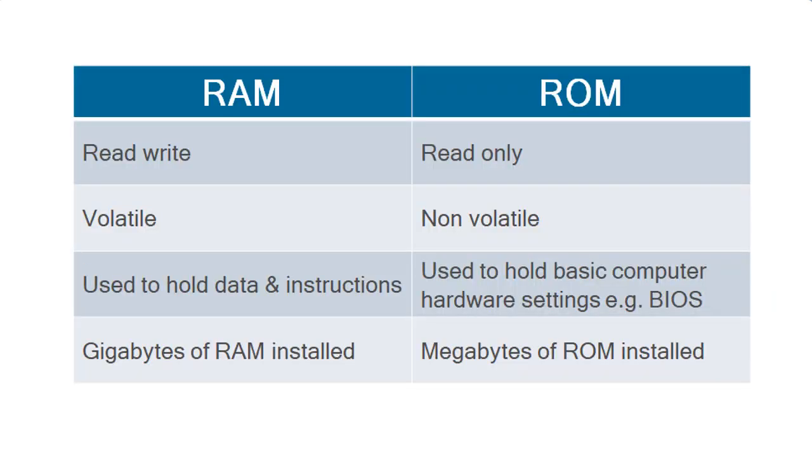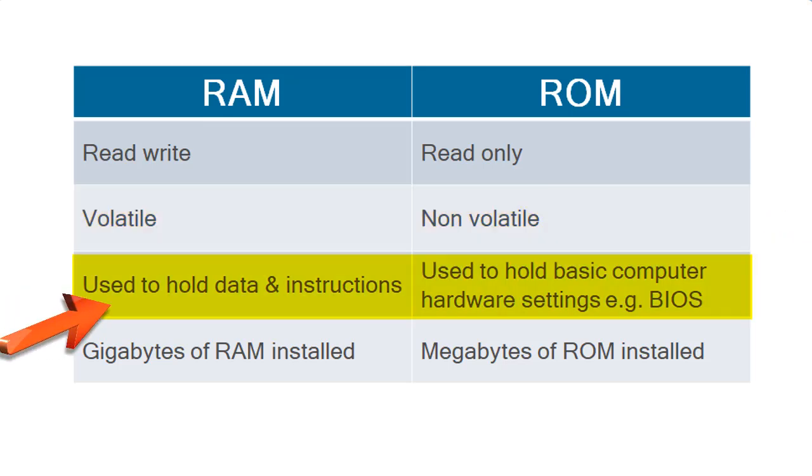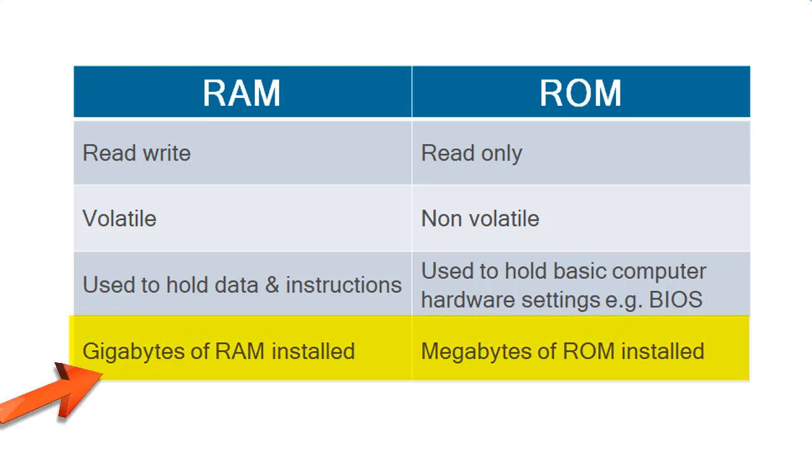So let's look at RAM versus ROM. RAM is read-write, ROM is read-only. RAM is volatile, ROM is non-volatile. RAM is used to hold data and instructions that are currently being used. ROM is used to hold basic computer hardware settings such as the BIOS permanently. RAM is measured in gigabytes, ROM is measured in megabytes.